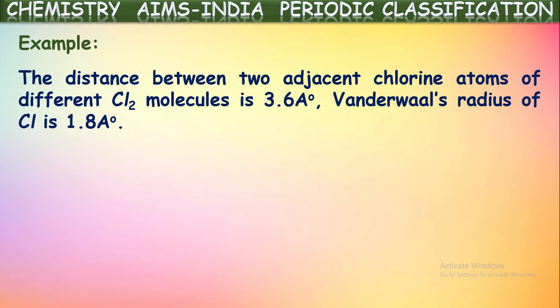For example, the distance between two adjacent chlorine atoms of different chlorine molecules is 3.6. Whereas between the two chlorine atoms of a single chlorine molecule, the bond distance is less. The van der Waals distance is more, so it will be 3.6 angstroms. So what will be the van der Waals radius now? Half of that, that is 1.8 angstroms.